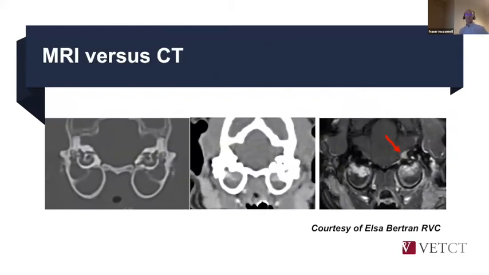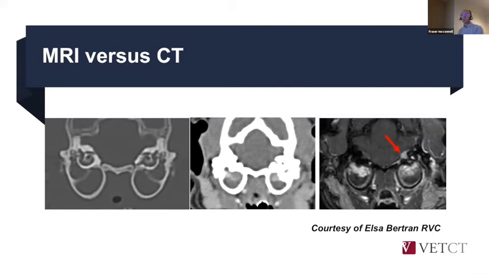So the choice really comes down to MRI or CT, and to some extent this is often a pragmatic choice: what modalities are available to you. This is a nice case of Elsa's, and we can see very nicely on the CT the abnormal bulla contents. However, what we don't see on the CT is the involvement of the origins of the vestibulocochlear nerve and the abnormal meningeal enhancement on the left. So if we look at the CT, even post-contrast, these pathologies aren't visible.